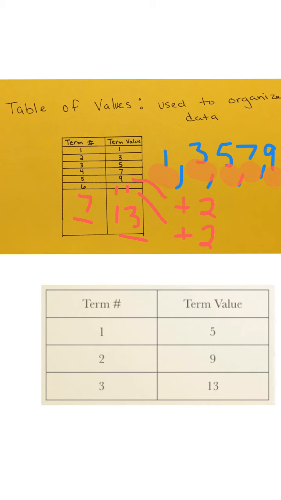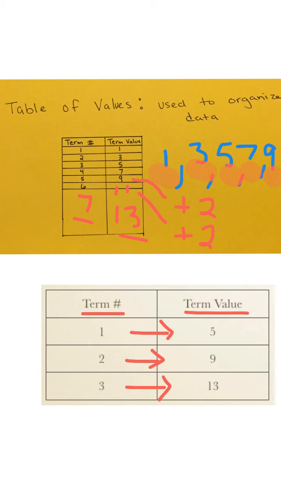Down at the bottom, you can see another table of values. So we have the term number and we have the term value. So the first term is a value of 5. The second term is a value of 9. And the third term is a value of 13.